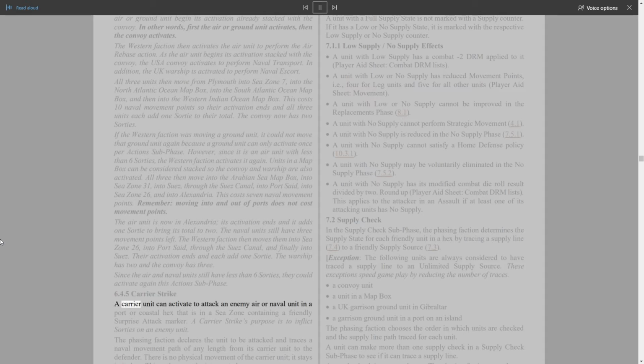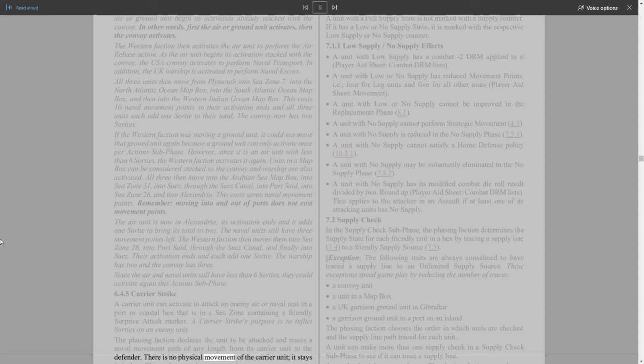6.4.5 Carrier Strike. A carrier unit can activate to attack an enemy air or naval unit in a port or coastal hex that is in a sea zone containing a friendly surprise attack marker. A carrier strike's purpose is to inflict sorties on an enemy unit. The phasing faction declares the unit to be attacked and traces a naval movement path of any length from its carrier unit to the defender.